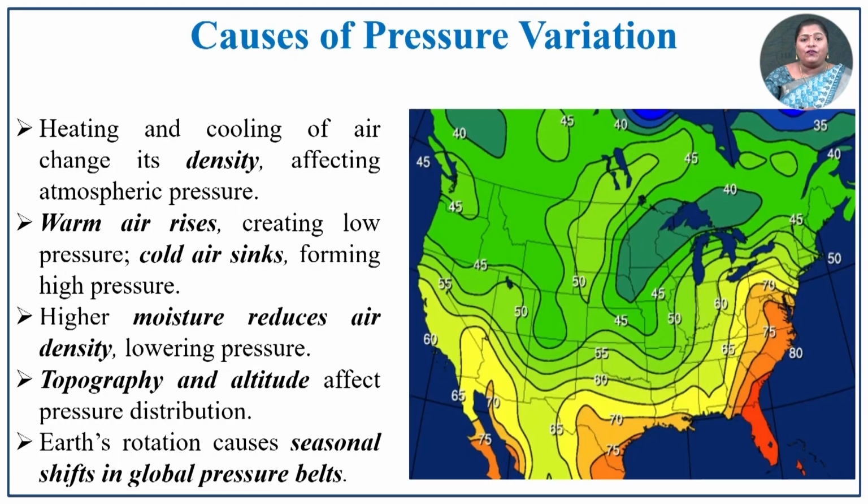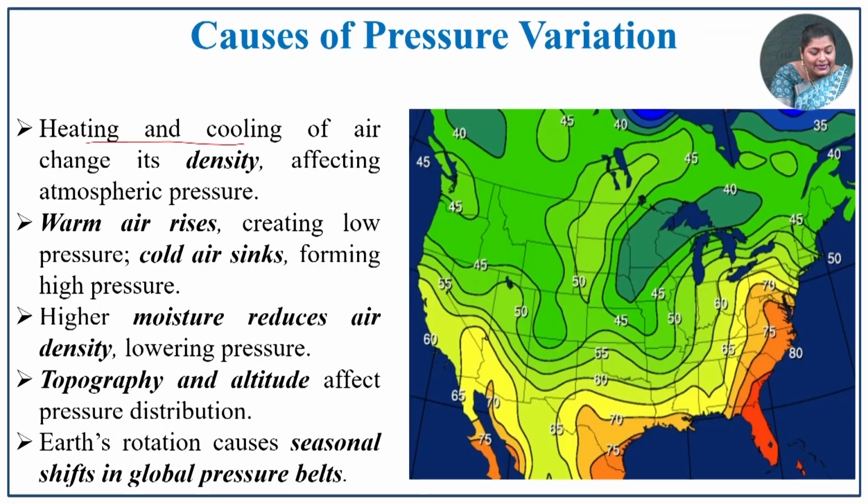What are the causes of pressure variance? The heating and cooling of air changes its density. By heating, the air loses density and rises up, or by cooling, it gains weight. That is the most important factor causing atmospheric pressure variation. Warm air rises, creating low pressure, and cold air sinks, forming high pressure. Higher moisture reduces the air density, thereby lowering the pressure.